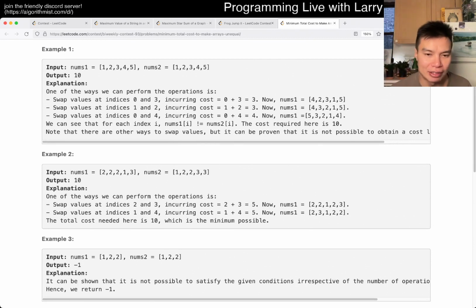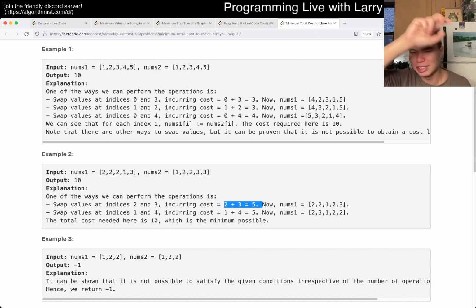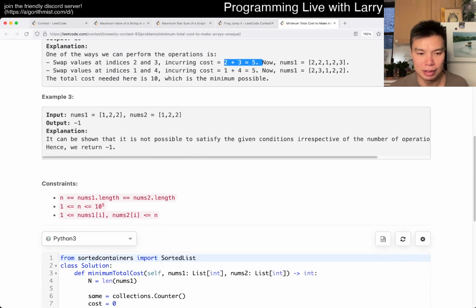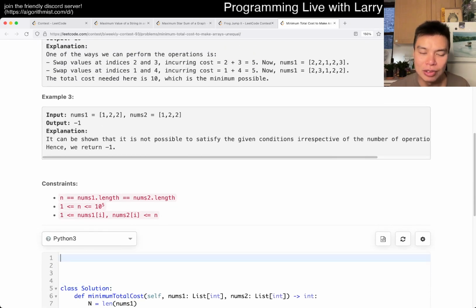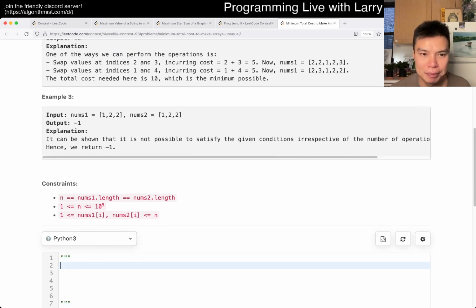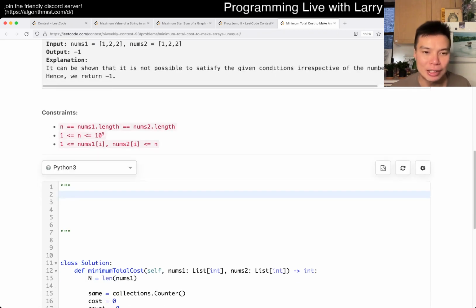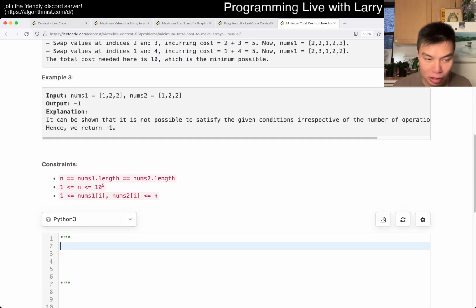This costs 5, right? 2 plus 3 is equal to 5, but this is exactly the same as swapping index 2 with index 0, and then index 3 with index 0, and then index 2 with index 0 again, to swap the two values, right? Let me showcase it a little bit, right? Because of that, it means that you don't actually have to worry about the swapping.